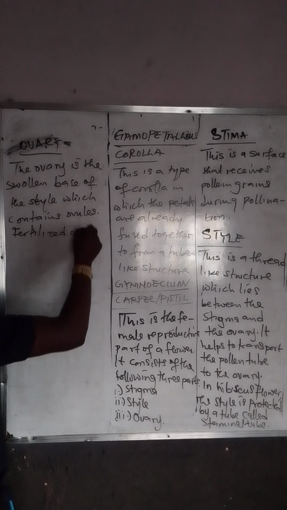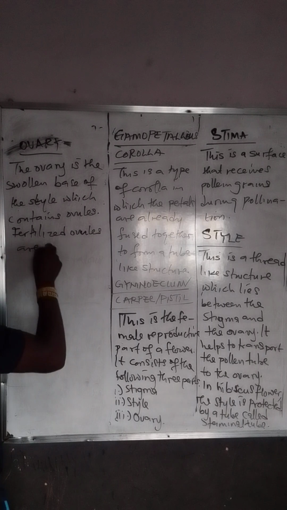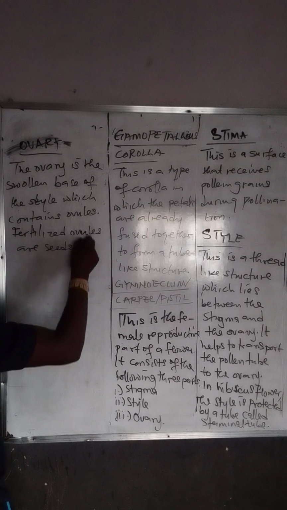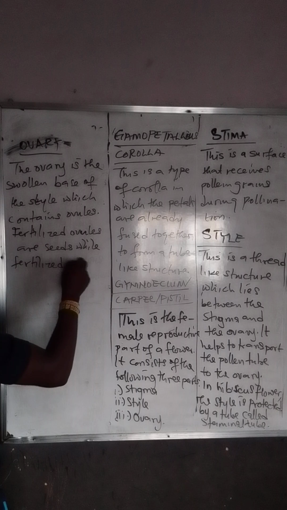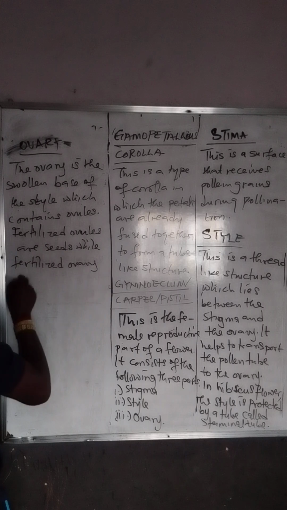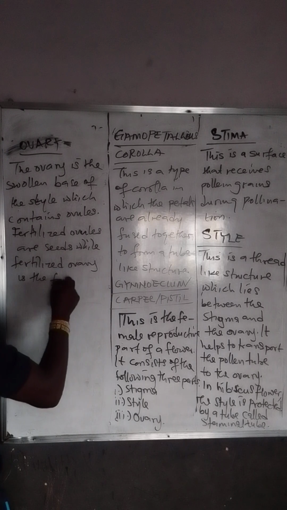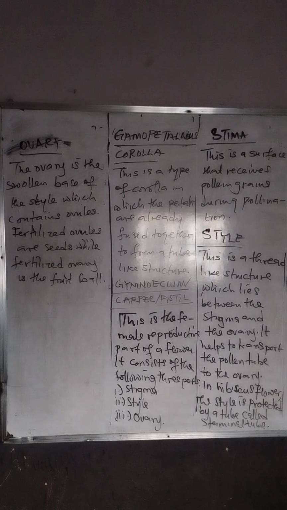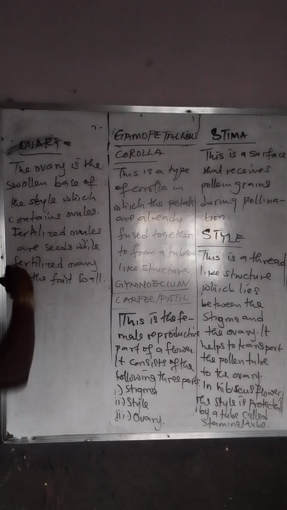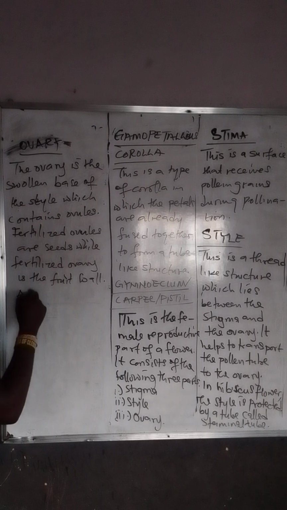Fertilized ovules are seeds, while fertilized ovary is the fruit wall. We are coming there later. So that is the ovary. I've shown you that conical part. It contains ovules. Now then we have androecium.